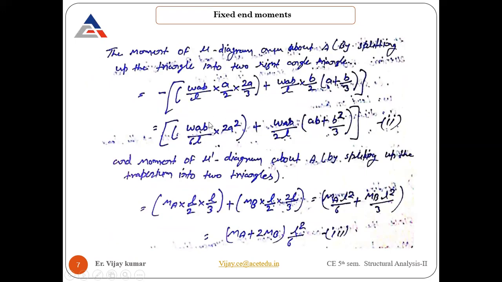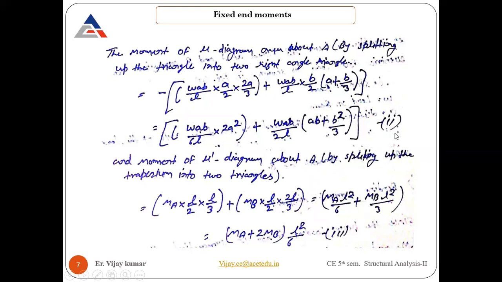Now after solving it, you will get WAB by 6L times 2A square plus AB, or by 2L, AB plus B square. Just a simplification. You will see this, multiply inside, and you will get AB plus B square by 3. So this is equation number 2.